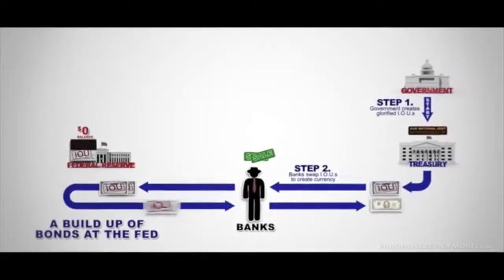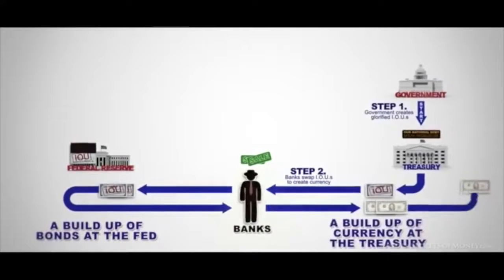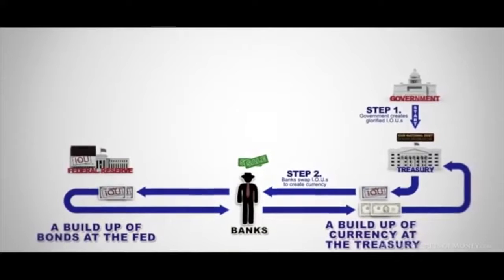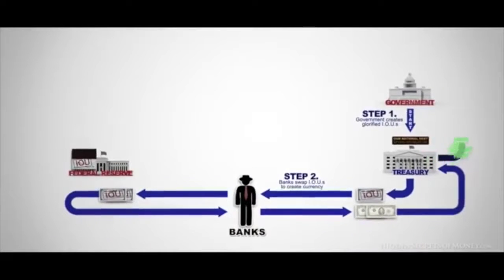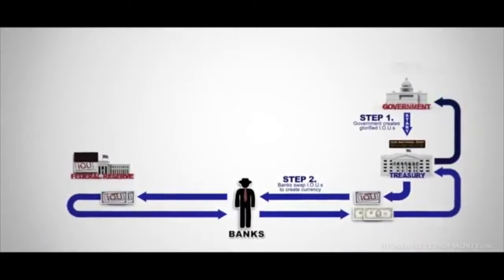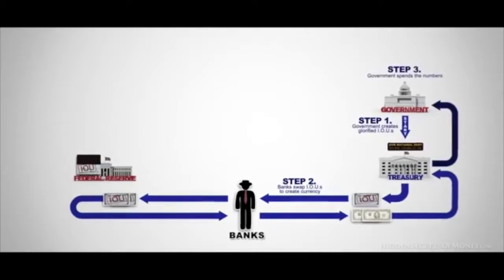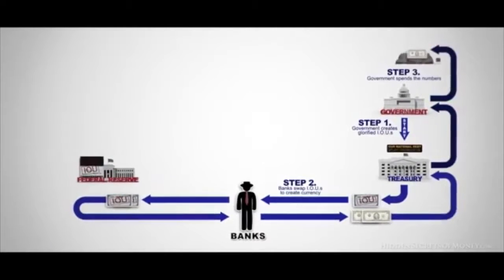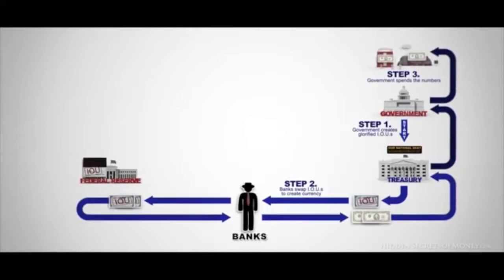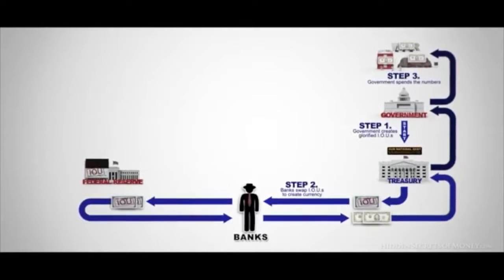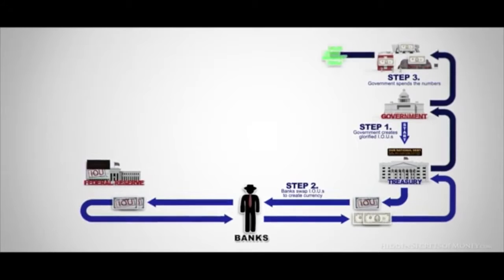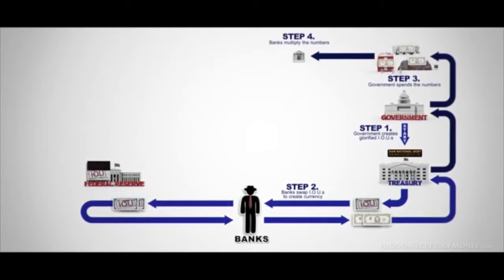This results in a buildup of bonds at the Federal Reserve and currency at the Treasury, which is really just a supply of numbers. The Treasury then deposits the numbers in the various branches of the government, and we get to step 3. The government spends the numbers on promises, public works, social programs, and war. Then the government employees, contractors, and soldiers deposit their pay into the banks, and we get to step 4, where the banks multiply the numbers by magically inventing more IOUs through fractional reserve lending, where they steal a portion of everyone's deposit and lend it out.